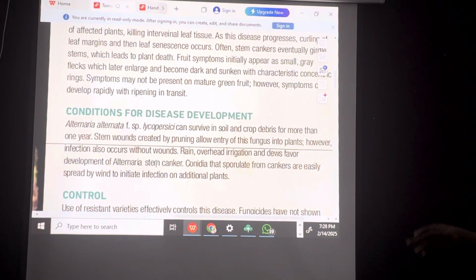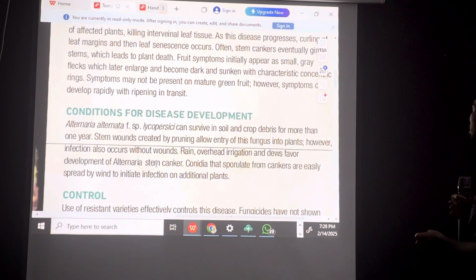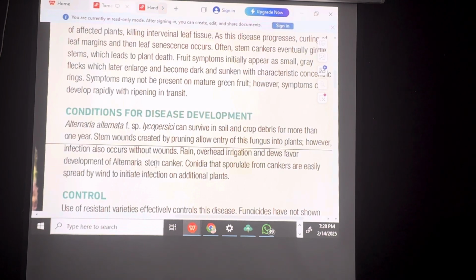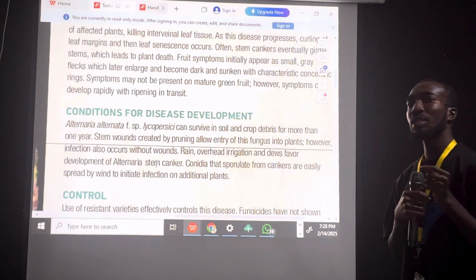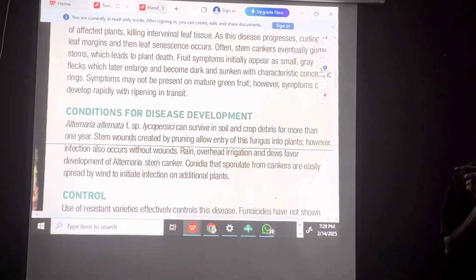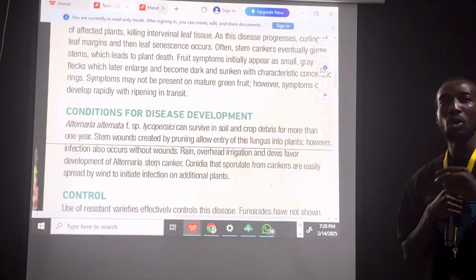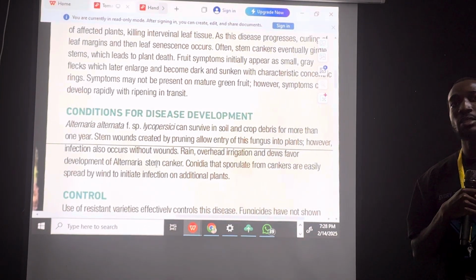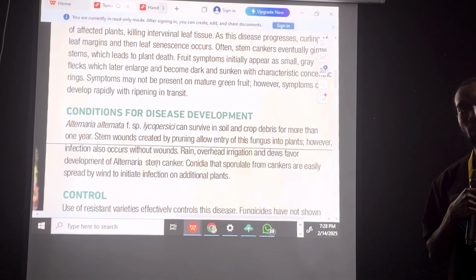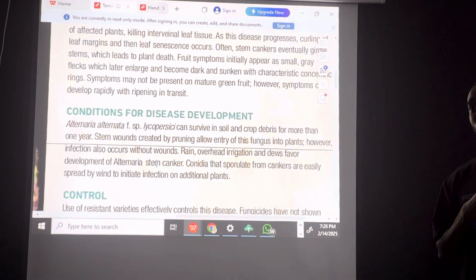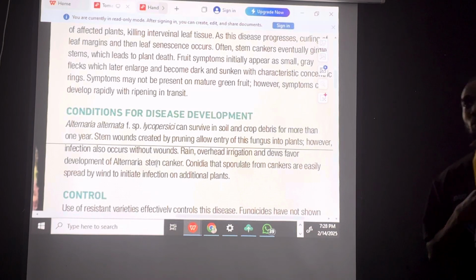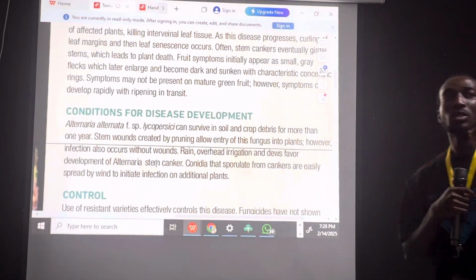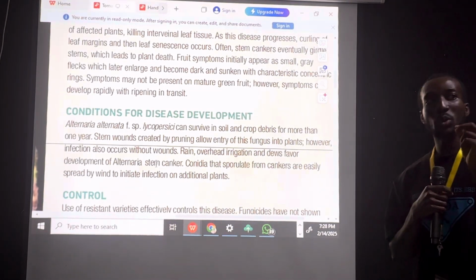The fungus can survive in the soil and crop debris for more than 1 year. So when you finish the cycle and you dispose of your debris in an improper way, it is possible that it can still surface after 1 year. So they don't just go away easily. You have to dispose of your debris properly.